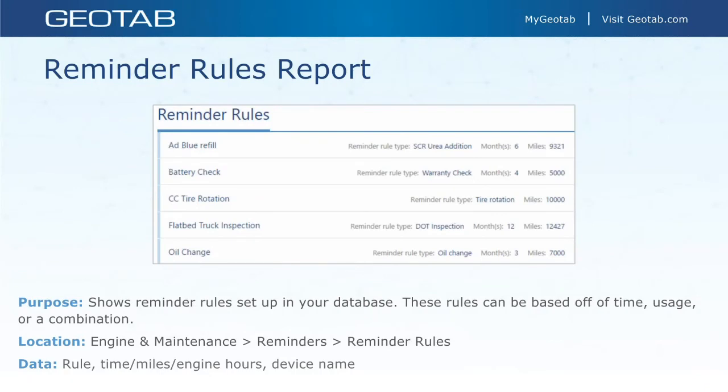Reminder rules report. So this is going to list all of the different maintenance reminders that you have set up in your database. Now there's basically 3 different reports that are related to maintenance. The first is this, it's reminder rules. All this is telling me is these are the rules that have been set up. This is what the rule is called. What's the time frame for the rule, what's the distance for the rule, and what vehicles have I assigned it to. That's really all I'm getting out of this report.